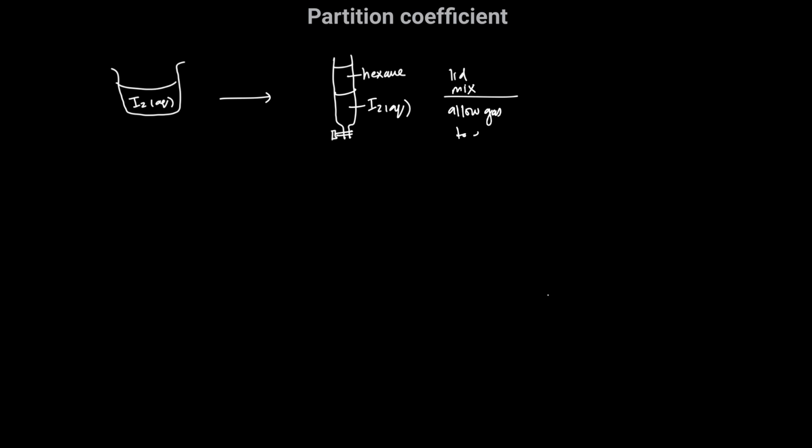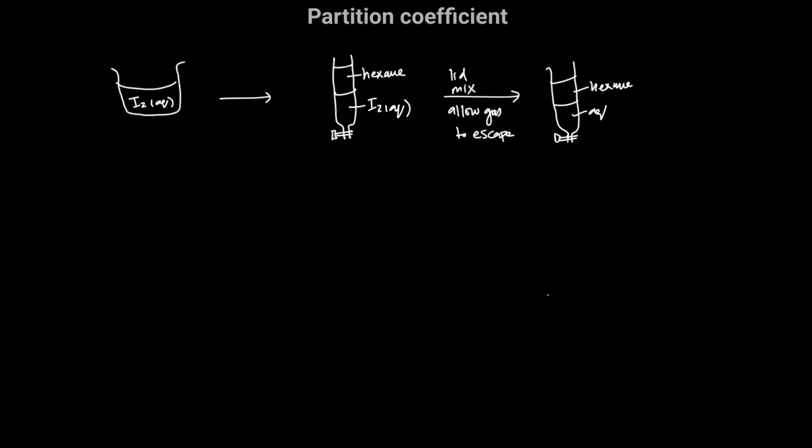And what I end up with over here is the following. I allow the gas to escape, and now I have the aqueous layer and the hexane layer. What's happened is that some of the iodine has been extracted from the aqueous layer into the hexane layer.